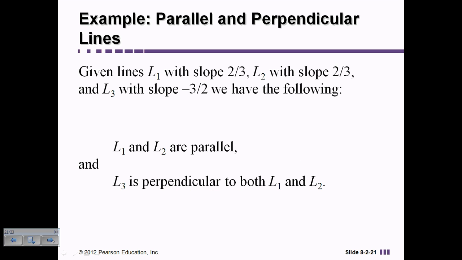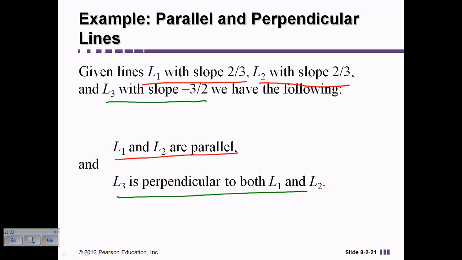So if I look at this example and compare, because line 1 and line 2 have the same slope, they must be parallel. Since line 3's slope is the negative reciprocal of those, line 3 has to be perpendicular to line 1 and line 2. So if you imagine this, line 1 could look like this, line 2 could look like this. Not a very good drawing. And line 3 is perpendicular to both of them. So here's line 3, and it's perpendicular to both of these lines.